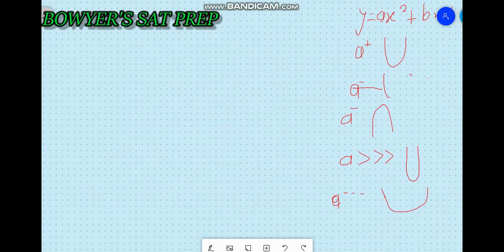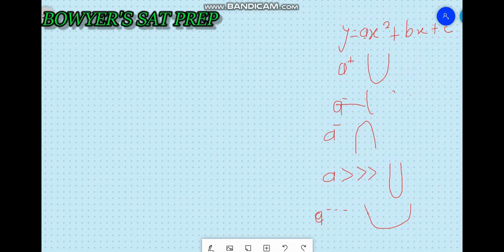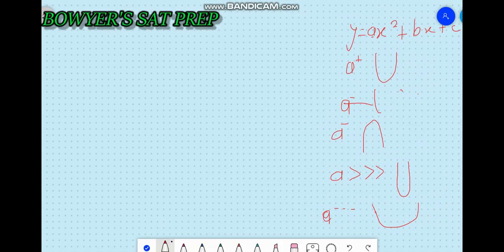We are still on the vertex. So for the vertex form, you have to manipulate a quadratic equation into vertex form, right? This is the vertex form: y is equal to a(x minus h) squared plus k. Where h and k are our vertex.